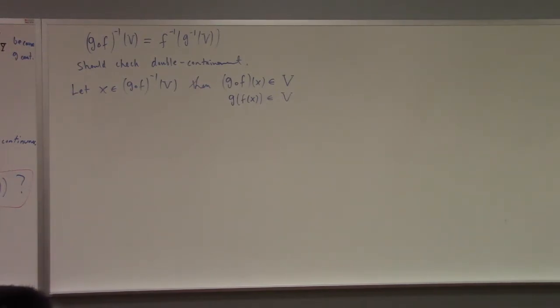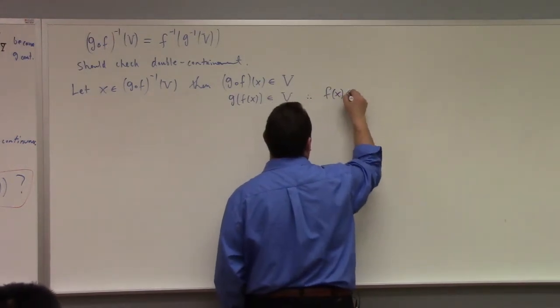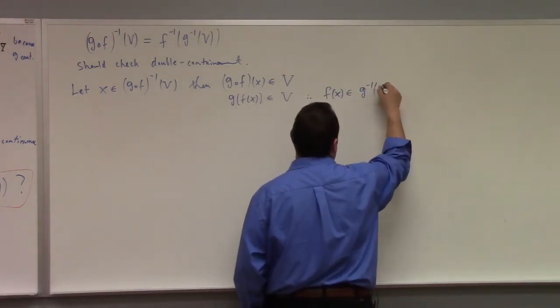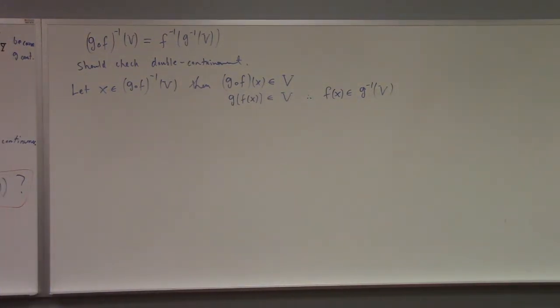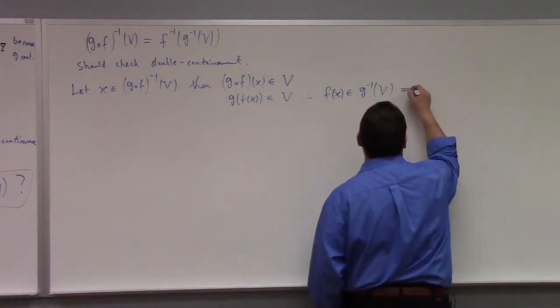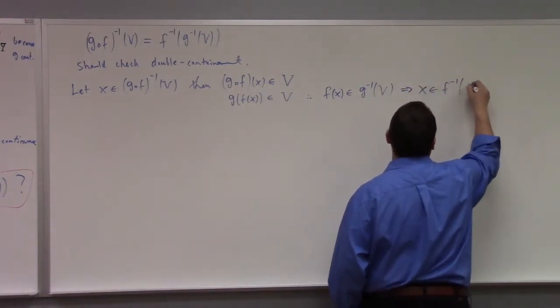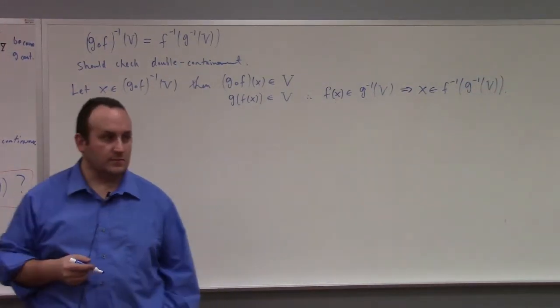What does that say? F of X is an element of G inverse of V. Okay. But what does that say? Yeah, X is an element of the inverse image of the inverse image of V. Well, that's one of the inclusions that we need, right?